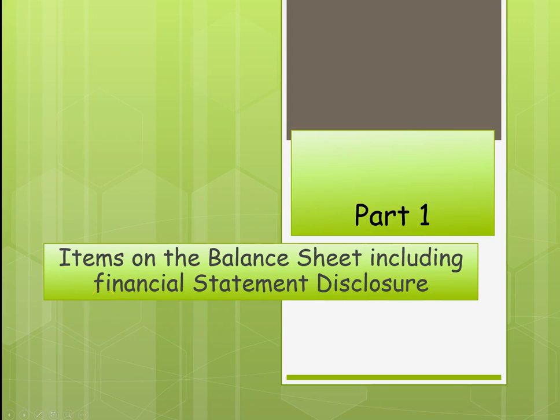Chapter 3, Part 1, there are two parts. This first part is going to cover items on the balance sheet and what you have to show for financial disclosure, kind of an overview. And this ties in with your homework. Now the balance sheet.